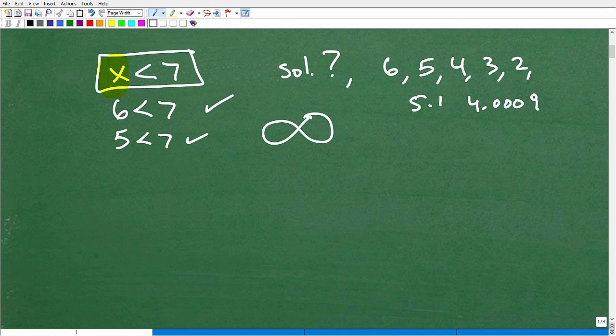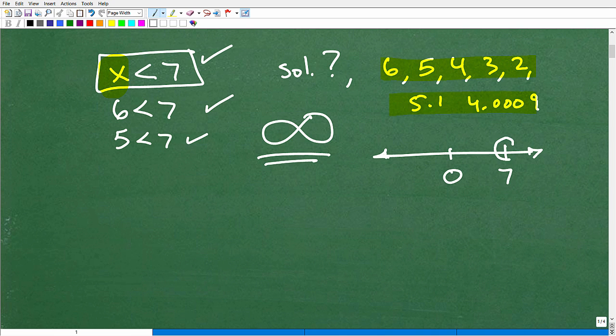Because we have an infinite amount of numbers, we're really not going to list all those numbers down. So oftentimes we like to express the solutions to inequalities by a graph. So here's our little number line graph. Here is 0 and here is 7. All the numbers that are less than 7 would be the solutions to this inequality.